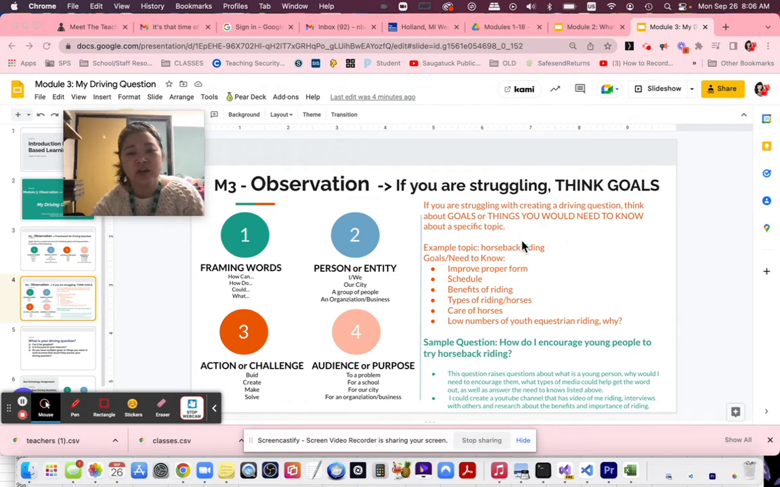So, for example, if my topic was horseback riding, let's say I was working with a community partner and learning about horses or equestrian riding or how to take care of horses. Some goals I might have might be improving proper form, schedules, benefits of riding, types of horseback riding, or horses in general, care of horses, or low numbers of youth in equestrian riding, and why are those numbers low? Those were just things that I came up with in Module 2 pertaining to my topic of horseback riding. There might be a lot more that I come across, but at least it allows me to start thinking about some driving questions.